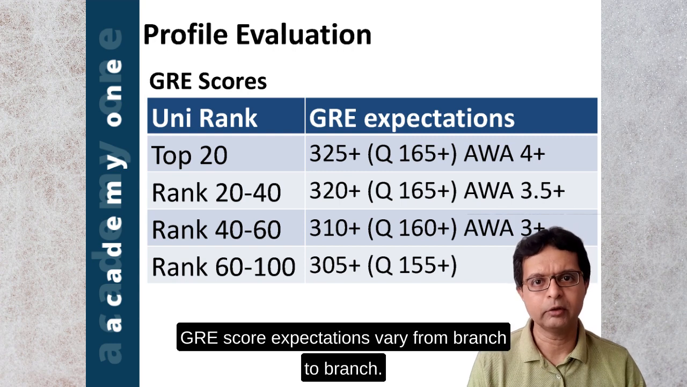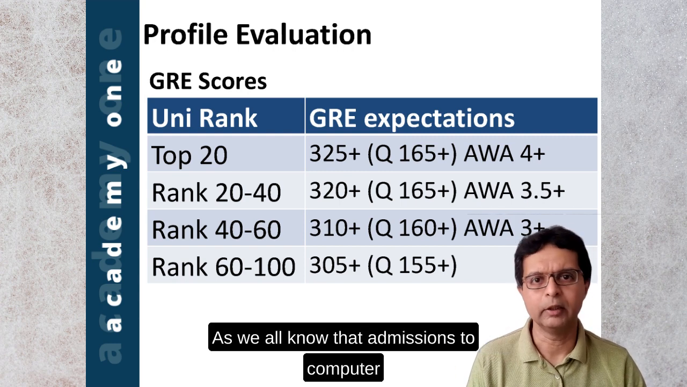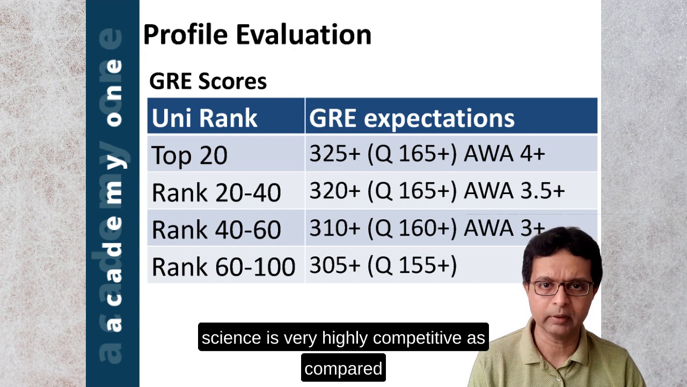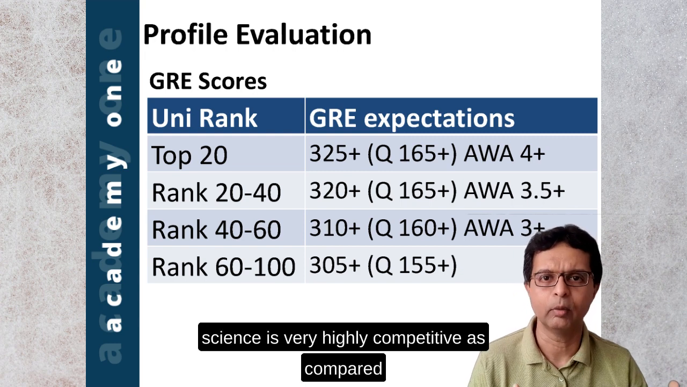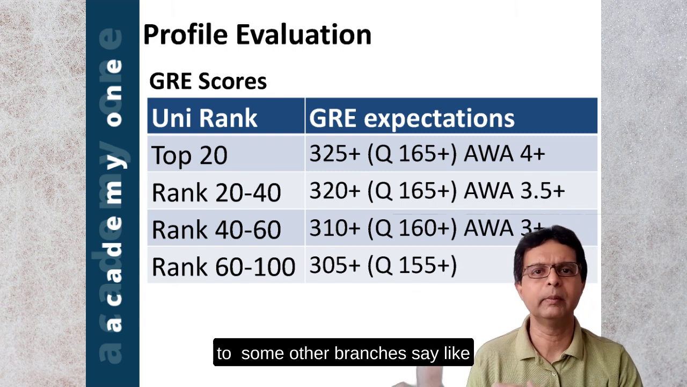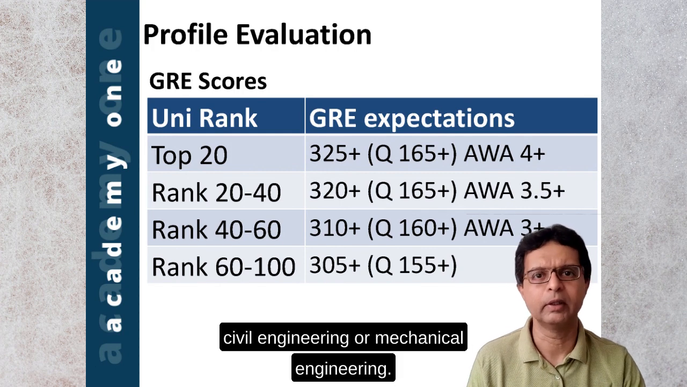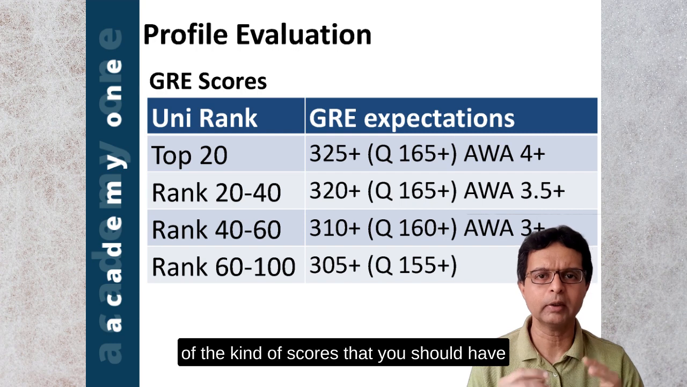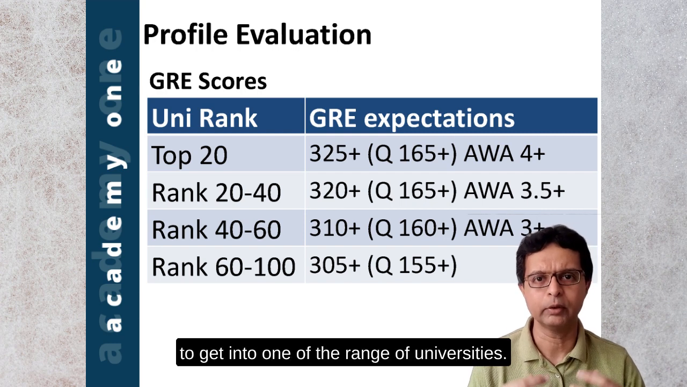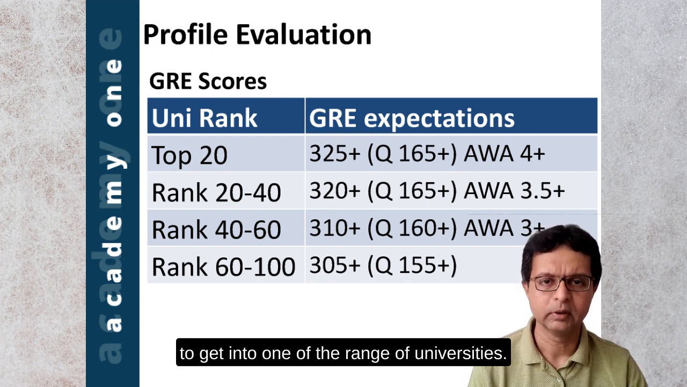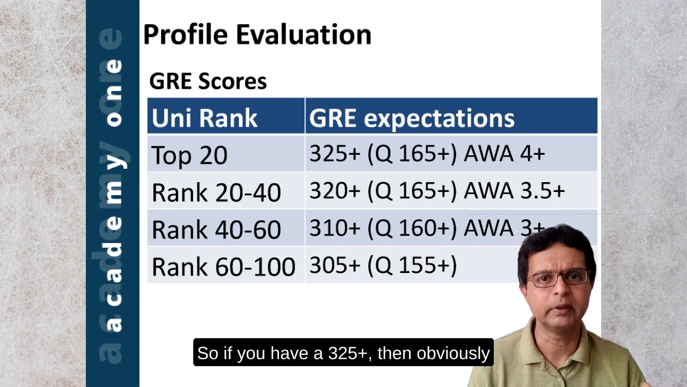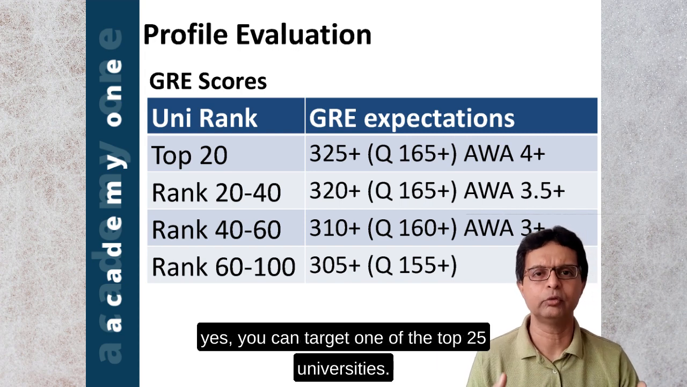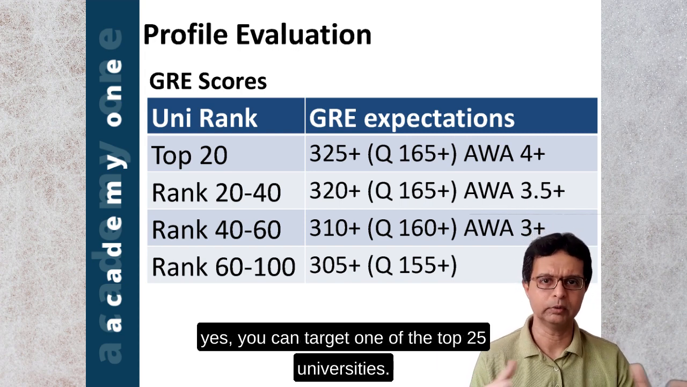GRE score expectations vary from branch to branch. As we all know, admissions to computer science is very highly competitive as compared to maybe some other branches, say like civil engineering or mechanical engineering. But this will give you an indication of the kind of scores that you should have to get into one of the range of universities. So if you have a 325 plus, then obviously yes, you can target one of the top 25 universities.